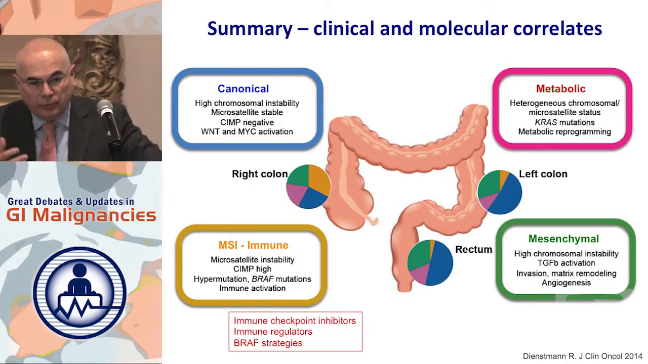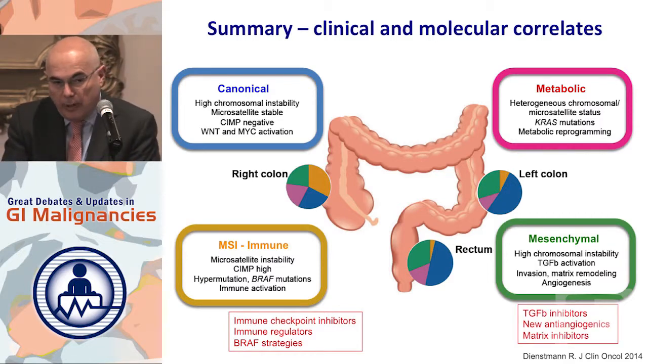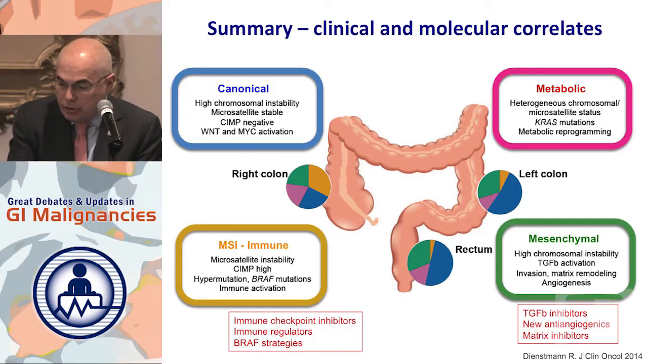So this actually offers us opportunities for developing new drugs in these particular subtypes. For example, the MSI population is a population where we have seen that immune checkpoint inhibitors do quite well compared to the others. So here, some immune regulator drugs can also be administered, and obviously the BRAF combination strategies that have been mentioned before. On the contrary, the mesenchymal population is probably the best population we have to test drugs like TGF-beta receptor inhibitors, and also new anti-angiogenic compounds and new matrix inhibitors.